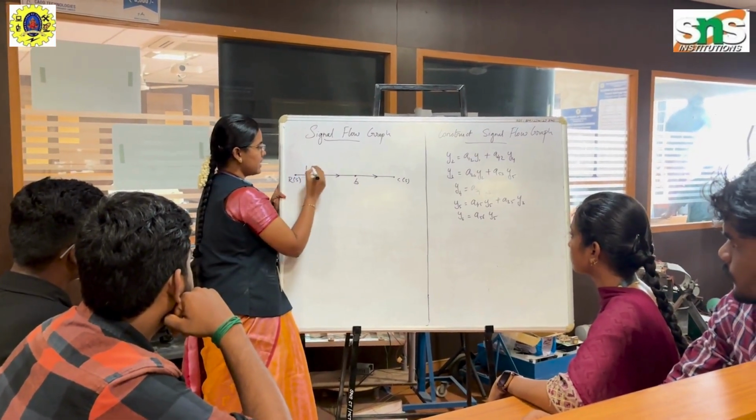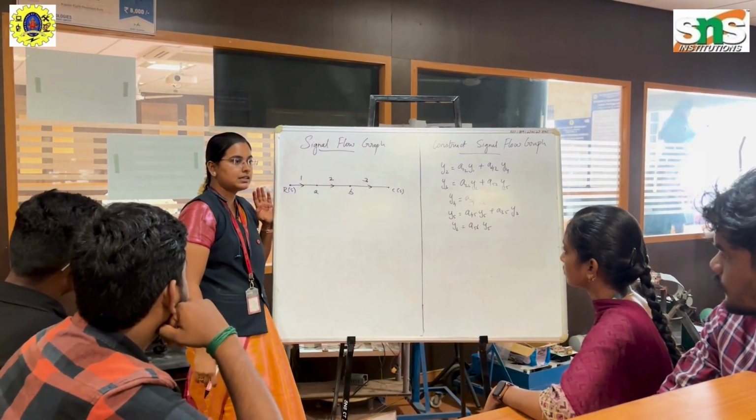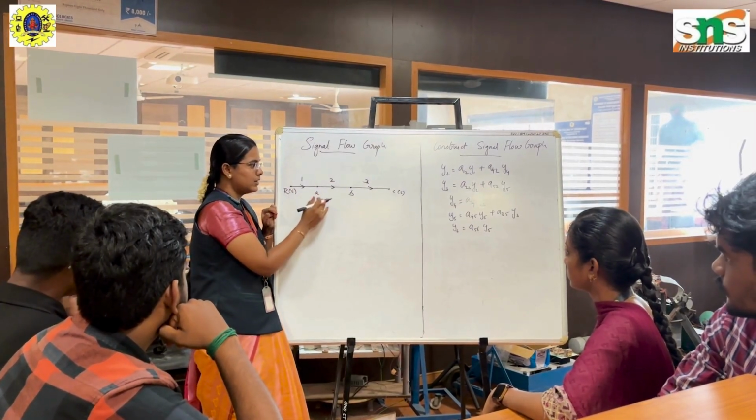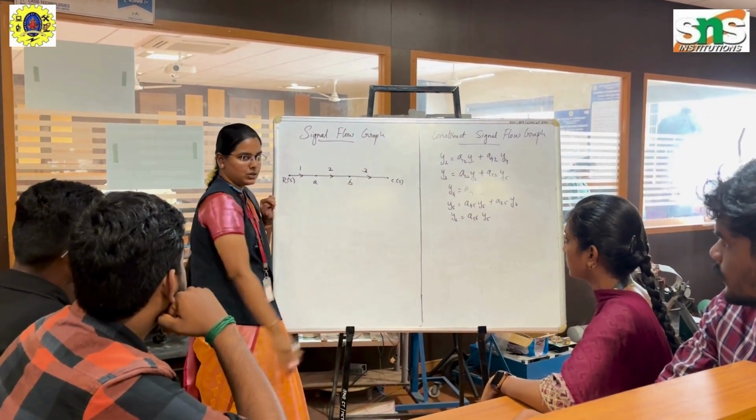Now I am representing 1, 2, 3. These are nothing but the gains of the signal. The signal carries a gain of 1 here, a gain of 2 here, and a gain of 3 here.